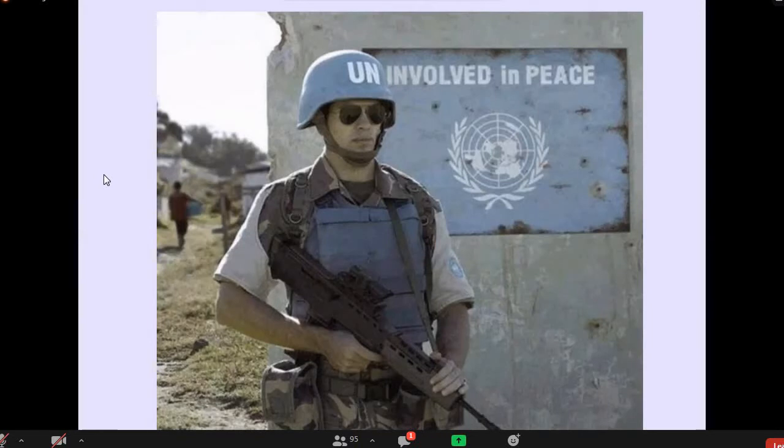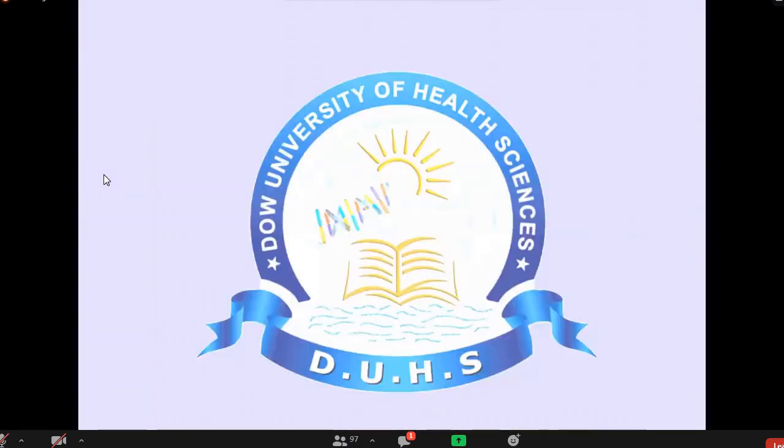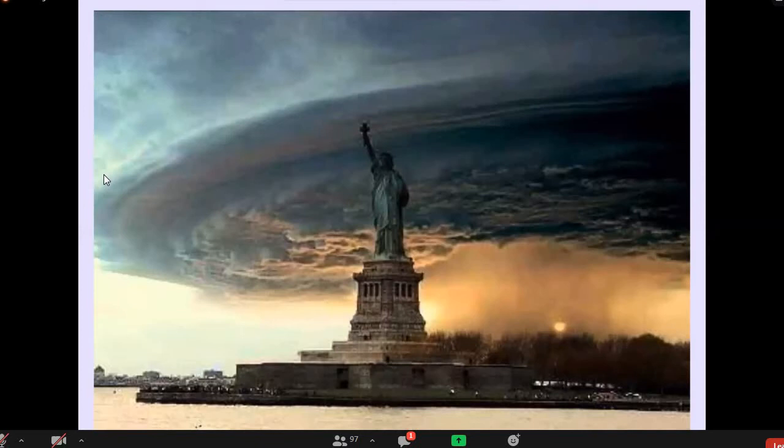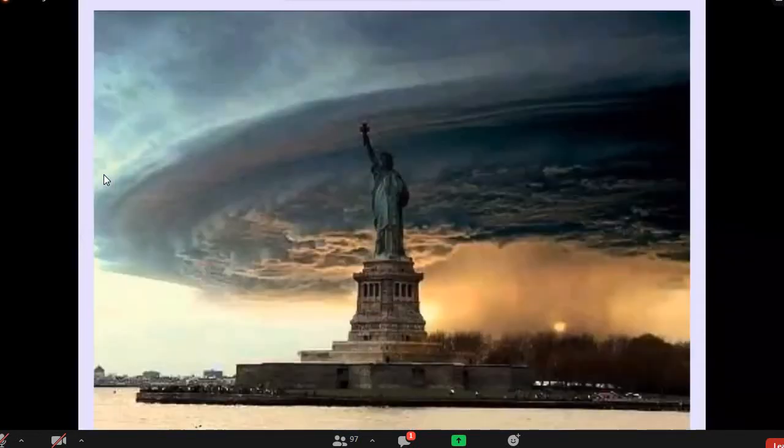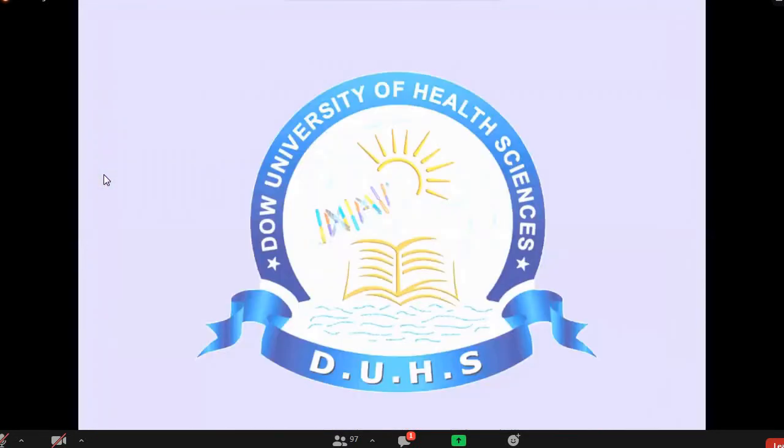And in this picture, you can see that pictures may lie. There is a United Nations soldier, and in the background what's written? Involved in peace. That's a slogan of the United Nations. But this United Nations soldier is at the wrong time in front of the wrong picture, which made the whole slogan very funny. Apparently this man is holding this aeroplane, but this is just an optical illusion. Pictures may lie. In this Katrina storm picture, it seems that the Statue of Liberty is causing that storm, but it's not.